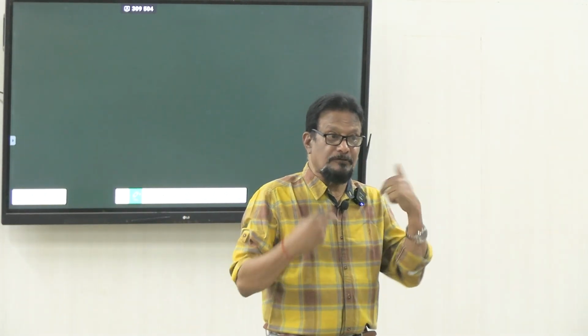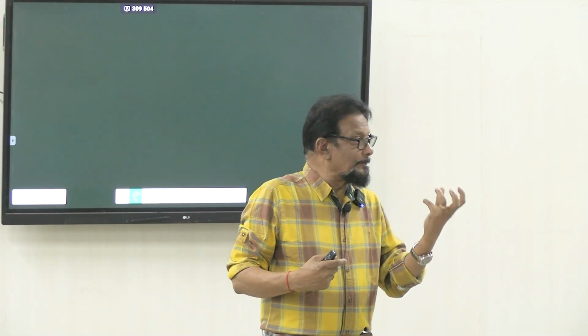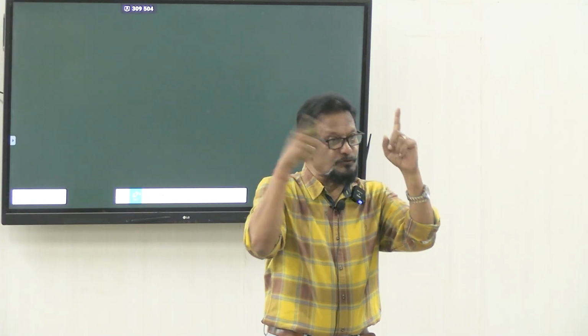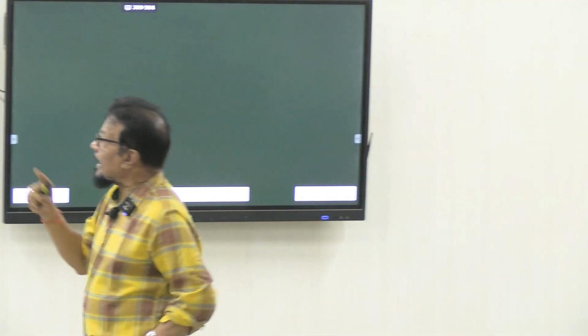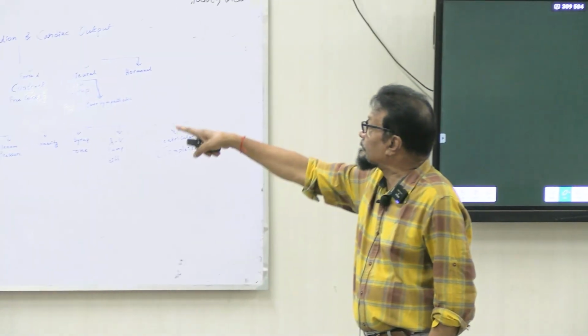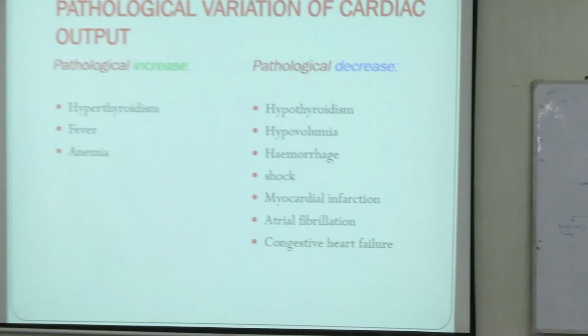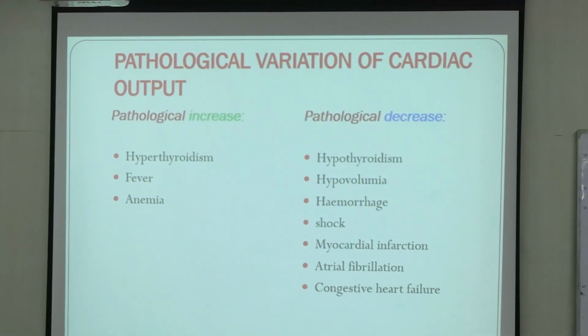So in hyperthyroidism, increased thyroxine will cause tachycardia, which means increased heart rate. As a result, this increased heart rate multiplied by stroke volume, cardiac output will be increased. So this is the cause in hyperthyroidism: cardiac output is increased. In fever, also we know heart rate is increased. Because of the increase in heart rate, cardiac output will be increased.